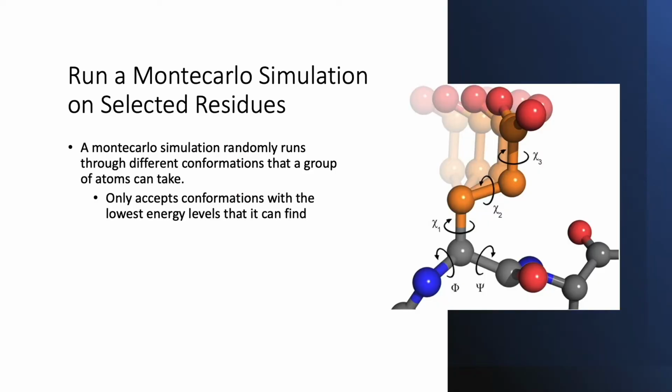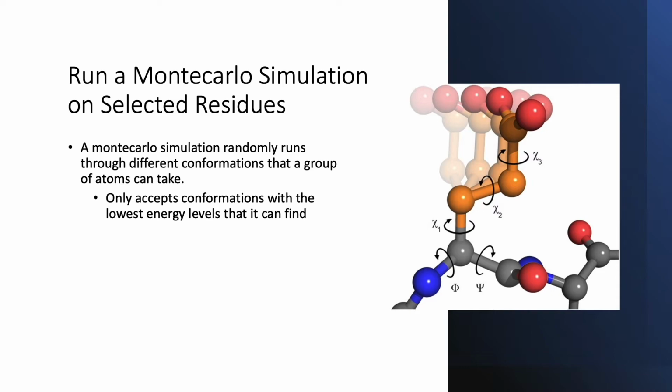The next step was to run a Monte Carlo simulation on those side chains. A Monte Carlo simulation randomly runs through different conformations that a group of atoms can take and only accepts the conformations with the lowest energy levels it can find. Each Monte Carlo step generally accepts the lower energy conformation, but higher energy levels are also accepted with a low probability to avoid getting stuck in a local energy minimum. This means that by running through enough random conformations, it will eventually find the most optimal ones and save them.